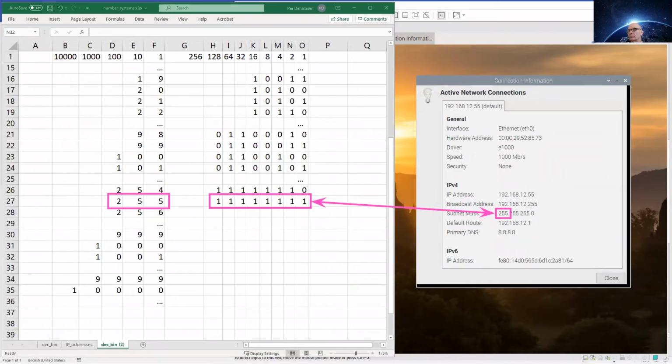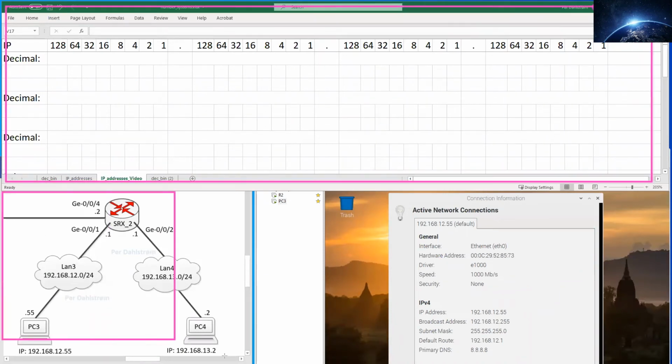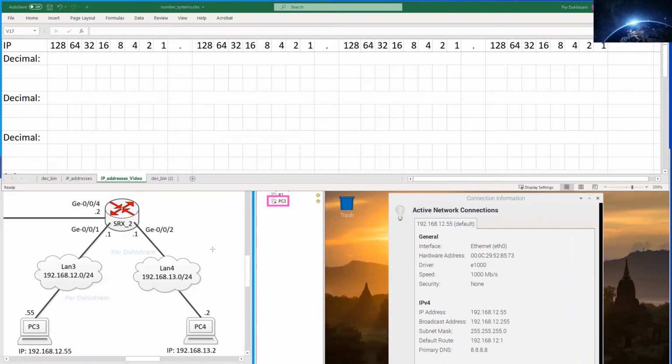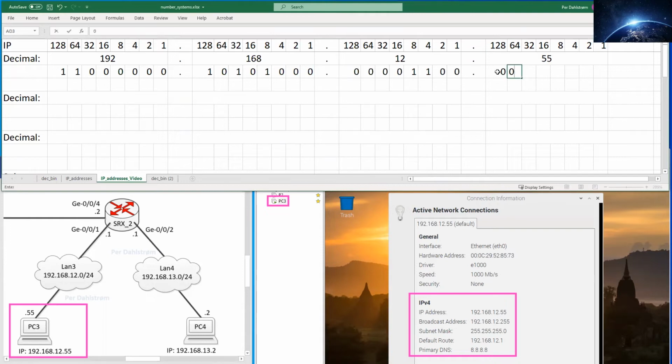Let us now turn to see how binary IP addresses are working. Let us bring up a spreadsheet, our network design, and a Linux machine. The PC3 in our diagram, and the IPv4 parameters. Let us break the IP address down into binary. I encourage you to please try to do the conversion from decimal to binary manually. 192 breaks into 128 plus 64. That is why we have 2 ones in the 128 and the 64 position.